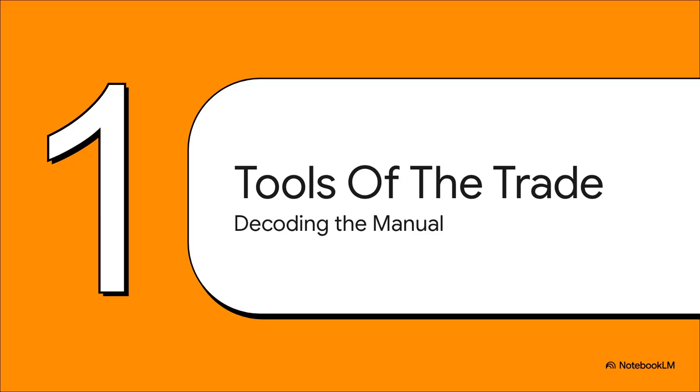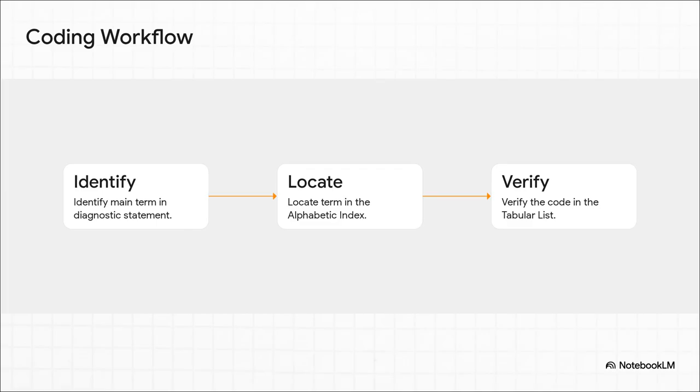All right, let's jump right into Section 1, Tools of the Trade. And the main tool we're going to be looking at today is the massive, universally used ICD-10-CM classification system. Navigating this giant manual requires a pretty strict three-step workflow. First, you have to identify the main term in the doctor's diagnostic statement. Next, locate that exact term in the alphabetic index.